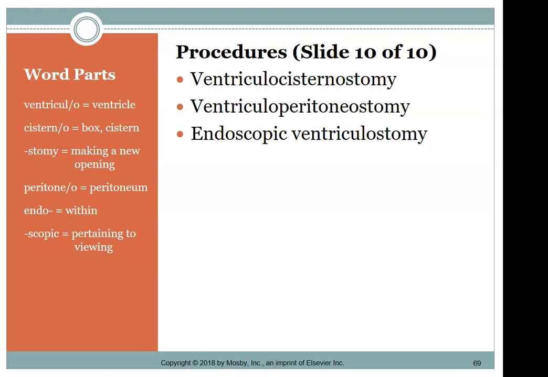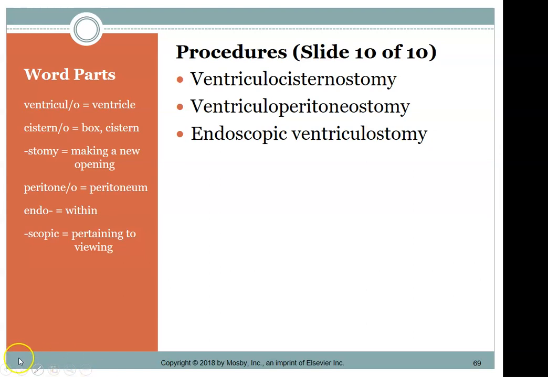A ventriculocisternostomy is the creation of a new opening between a blocked ventricle and a cerebral cistern. It is used to treat hydrocephalus. A ventricular peritoneostomy is a procedure to drain fluid from the ventricles of the brain through a shunt, catheter, or valve that leads to the abdominal cavity. An endoscopic ventriculostomy is a new opening between the third ventricle and the subarachnoid space used to treat one type of hydrocephalus.